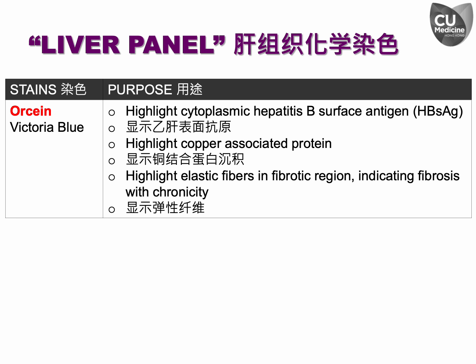Besides their use in detecting hepatitis B surface antigen and copper-associated proteins, orcein stains are also valuable for highlighting elastic fibers. These fibers are present in normal fibrous tissue, such as in large portal tracts and well-established fibrotic tissue.